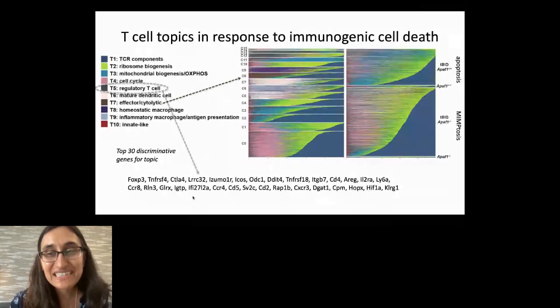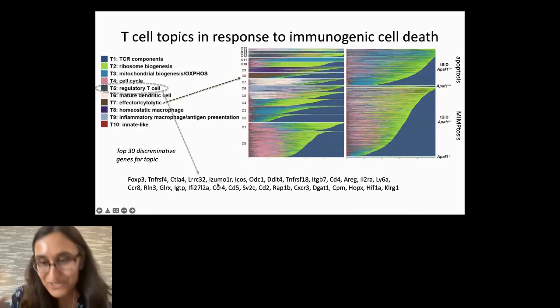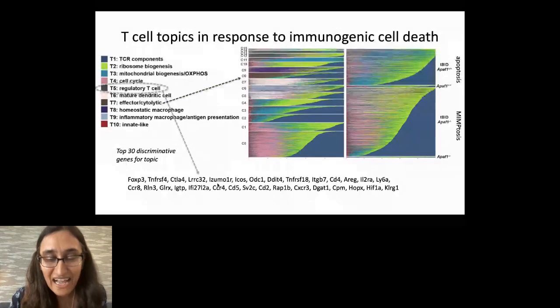And the topics are actually very easy to annotate. So just as an example, topic 5 that we're calling a regulatory T cell program, if you look at the 30 top genes that are most discriminative of this topic versus all other topics, you can just see many genes you would recognize if you are familiar with regulatory T cells. Okay, so we found our immunology collaborators really loved this because it was just a quick way of understanding what the topics were.